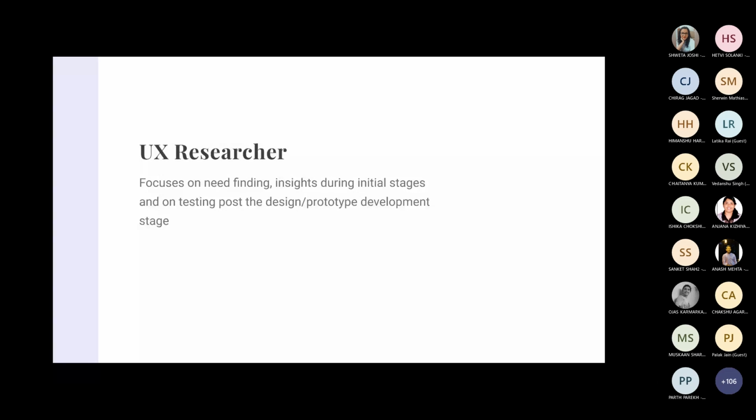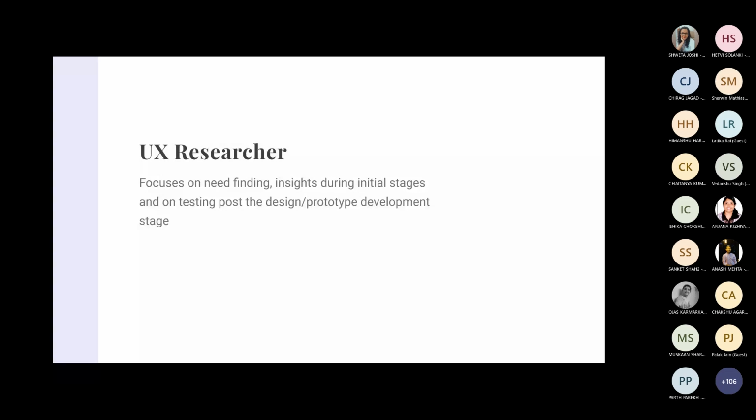And then in the later stage, when the UX designer has come up with some designs for the app, or what the app will look like, they'll take these designs to the user and ask them, what do you think about this? How would you go about doing this task on this app, and things like that? So that's something a UX researcher does.